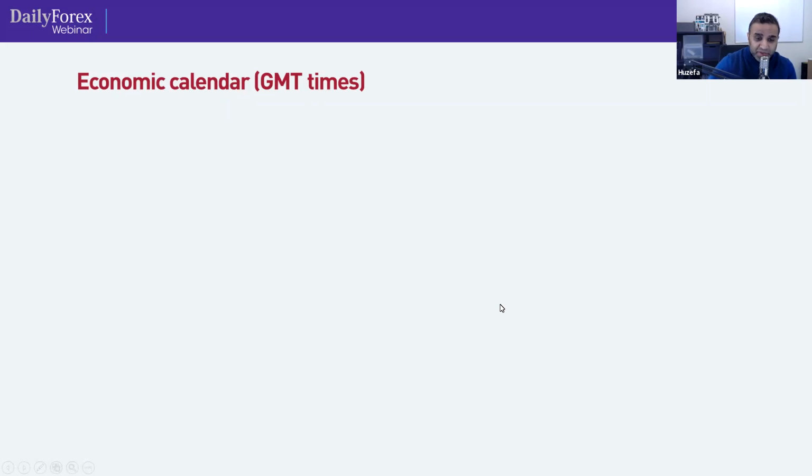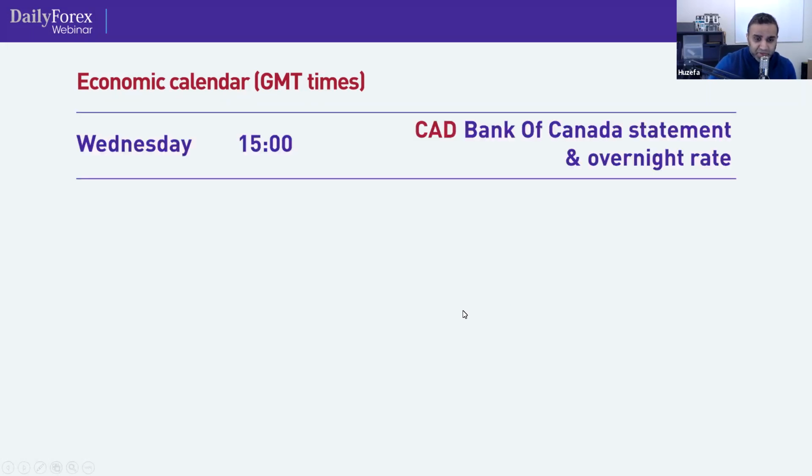So right now, the economic calendar feels relatively quiet, but tomorrow, Wednesday, 3 p.m. These are all GMT times. There's a Canadian CAD Bank of Canada statement and an overnight rate announcement. So this is a key interest rate announcement, or key interest rate figures that are coming out. That's going to affect the USD CAD primarily, and any CAD related pair.